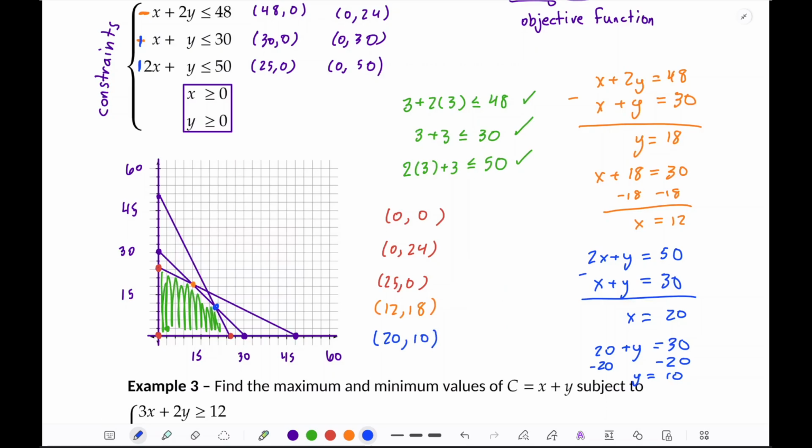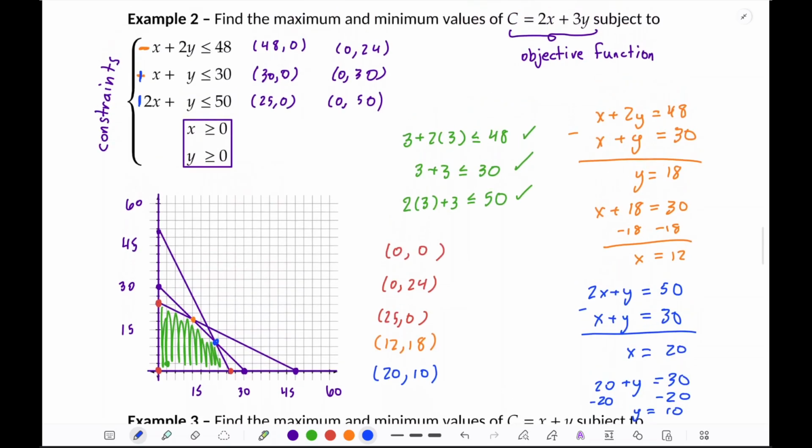So now that I have found all my corner points, I need to figure out which one is actually the minimum. Oh, we want maximum and minimum. So I plug them in. So we get 2 times 0 plus 3 times 0, which is 0. If I was a betting man, I'd say that's our minimum.